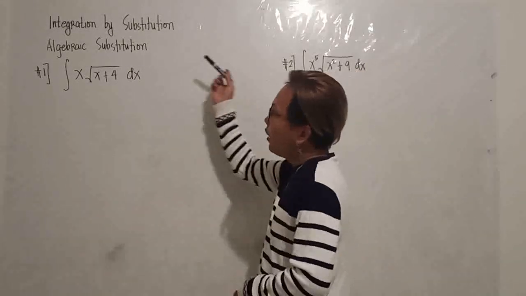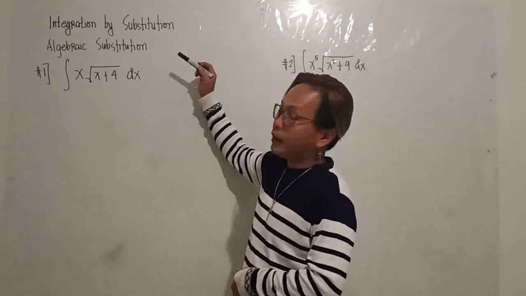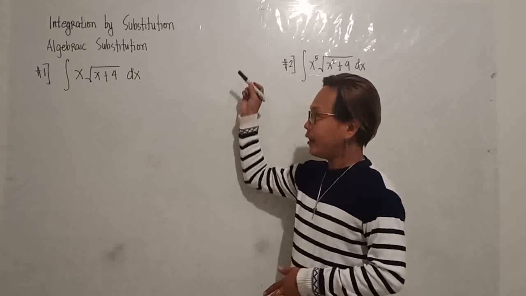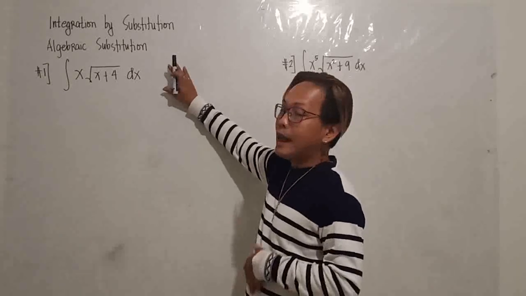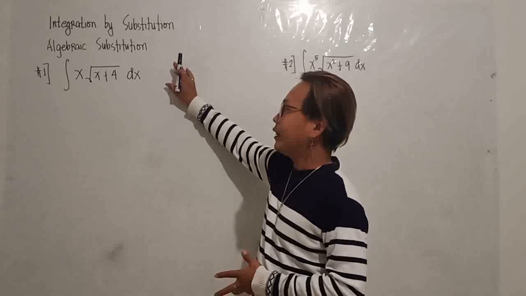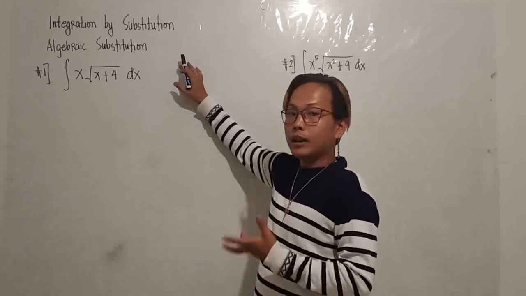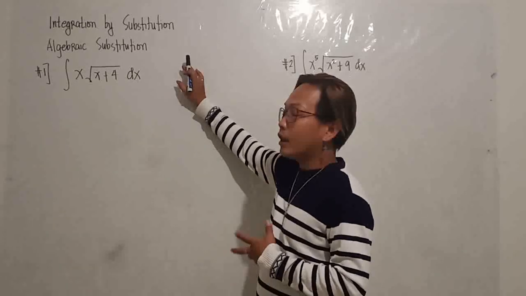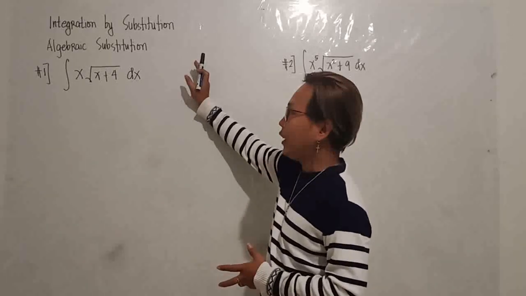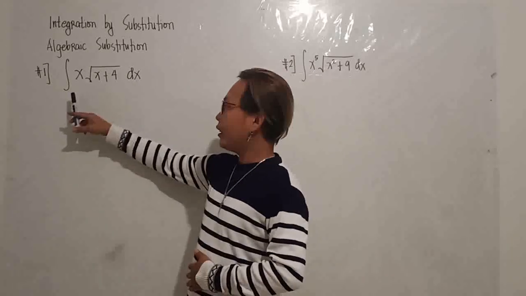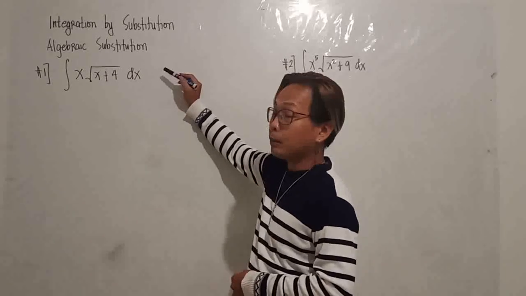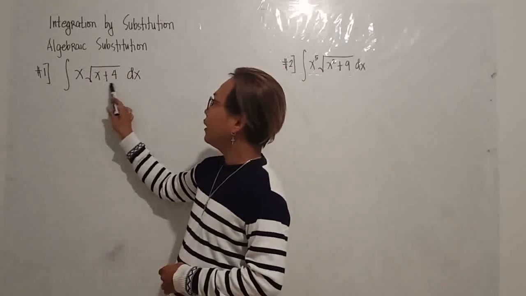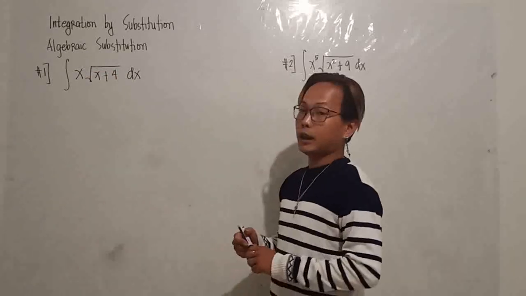Okay, we have integration by substitution, and first we have the algebraic substitution. The only target here is to simplify first the equation. Dapat walang radical sign. I need to say dapat lahat ng square root or lahat ng fraction yung exponent dun sa function must be simplified. For example, you have an integral of x, then square root of x plus 4 dx. Kailangan your target is to simplify the square root of x plus 4.